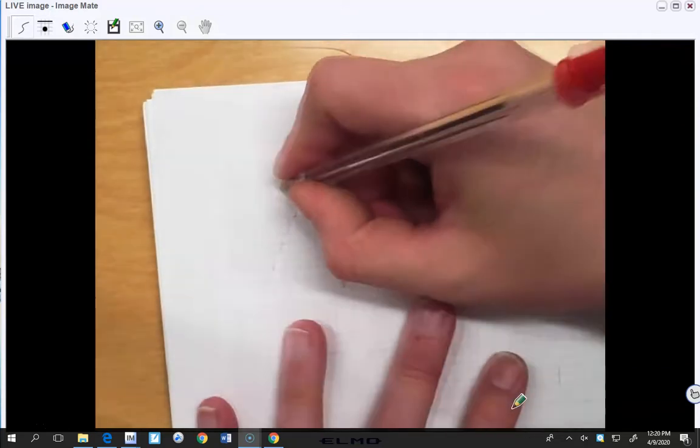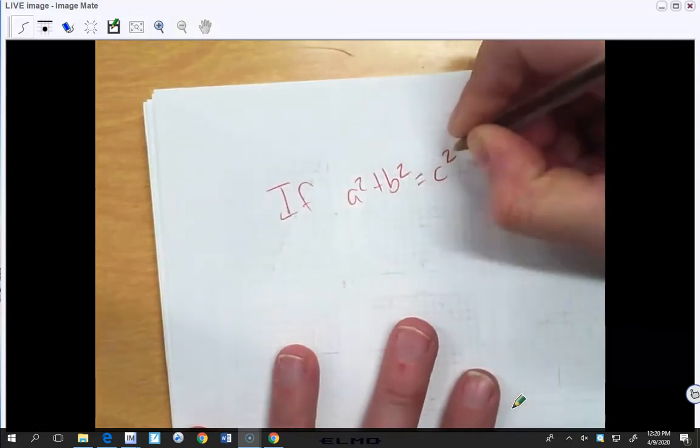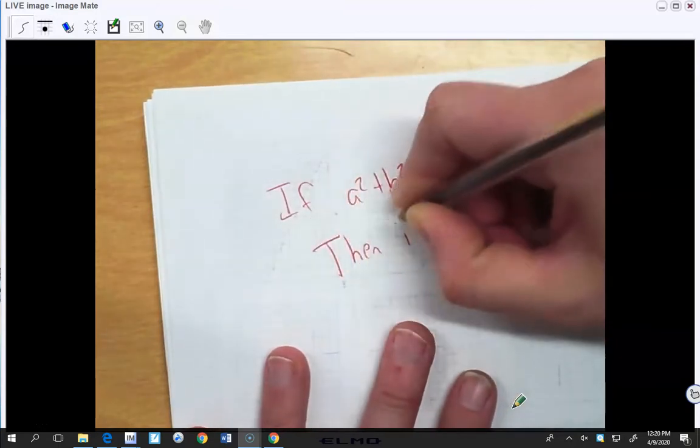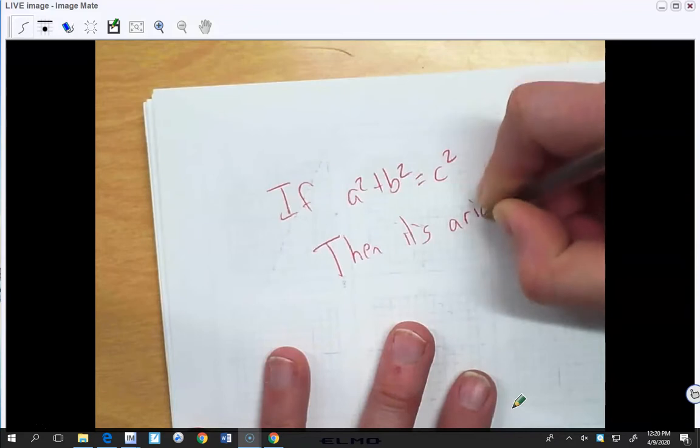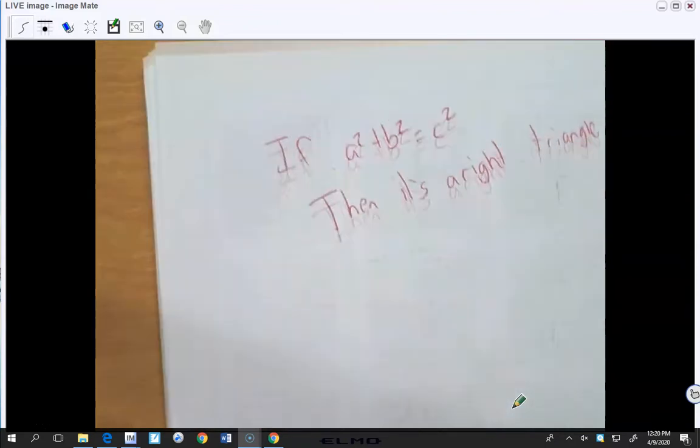Today we're looking at the converse of the Pythagorean theorem. The converse of the Pythagorean theorem is if a squared plus b squared equals c squared, then it's a right triangle. So all you have to do is check the numbers, making sure you put them in the right spot. So let's look at a couple of examples.